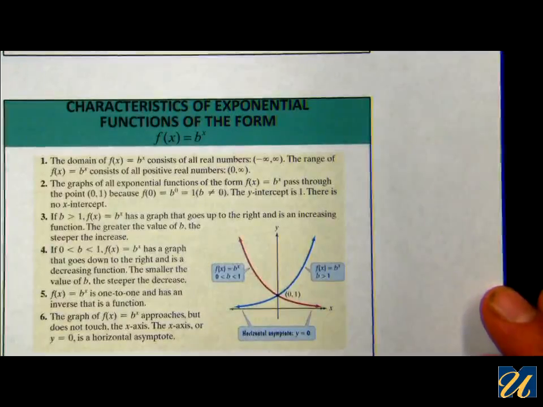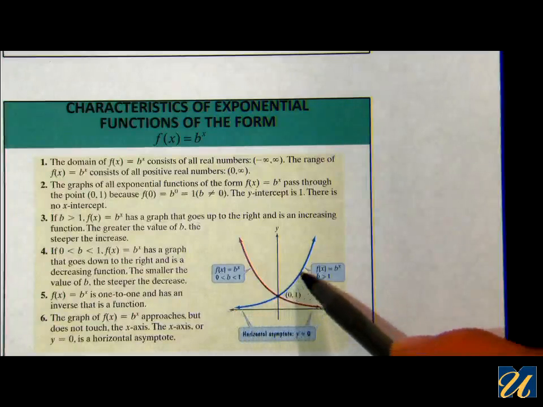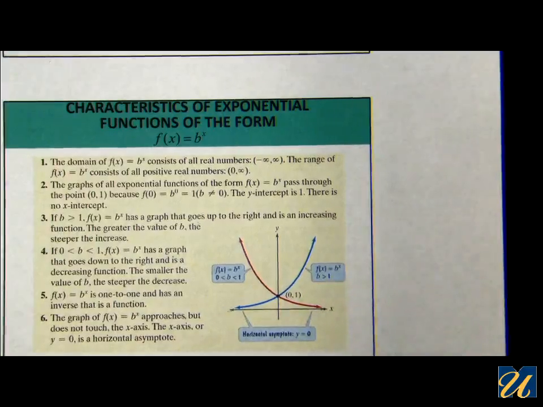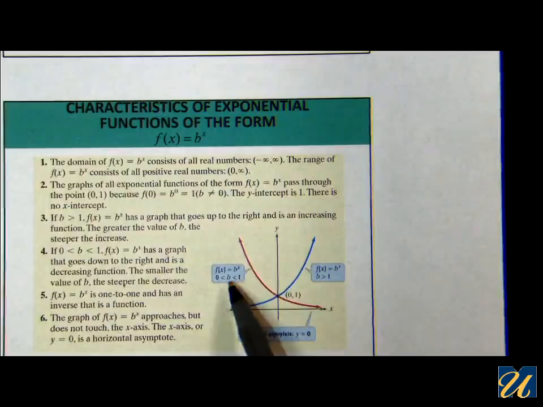Properties of exponential functions, well, they come in two different types. They come in those that are called increasing functions. This is where your base is larger than 1. And they come in decreasing types. Here's the decreasing type, where the b value is a fraction between 0 and 1.